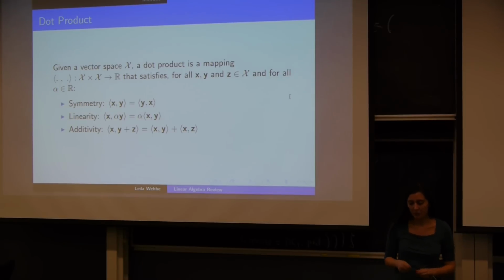A dot product is a function that goes from two elements of x into R, and it satisfies the following properties. There's symmetry: the dot product between x and y is equal to the dot product between y and x. Linearity: the dot product between x and alpha y is equal to alpha times the dot product of x and y. And additivity: the dot product of x and y plus z is the sum of the dot product of x and y and of x and z.